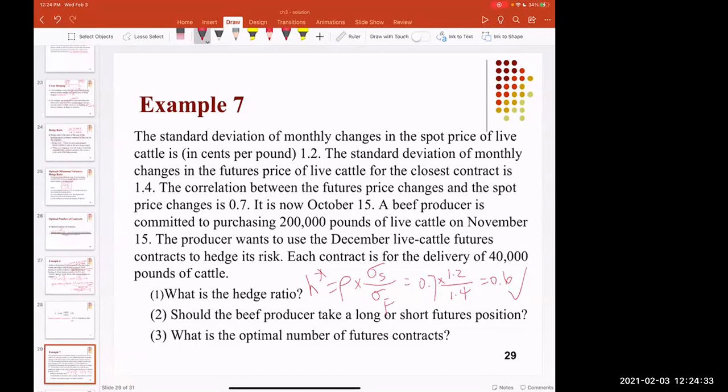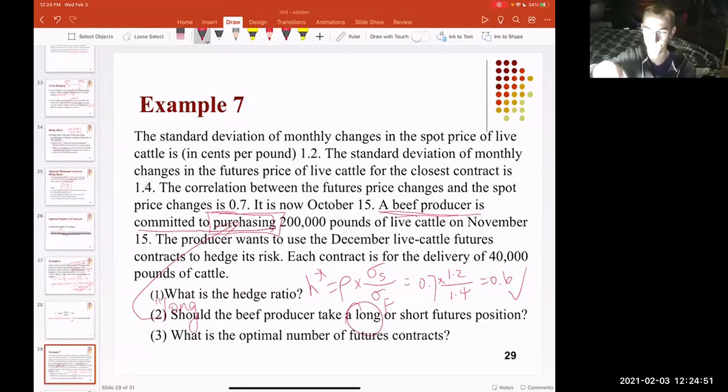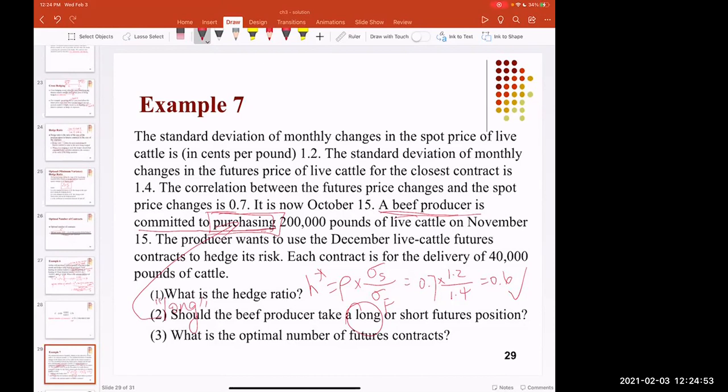Okay. Let's see. A beef producer is committed to purchase. So the answer should be what? Long. Okay. Long position. Why? Because the producer tries to purchase 200,000 pounds of live cattle on November 15. The producer wants to use the December live cattle futures contract to hedge its risk. Each contract is for delivery of 40,000 pounds of cattle.